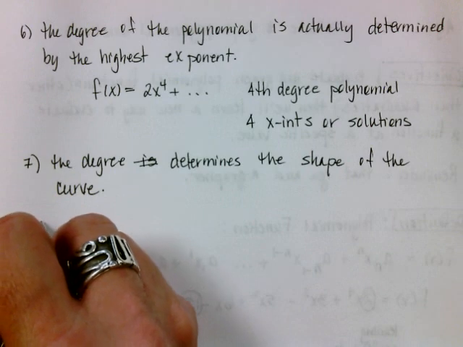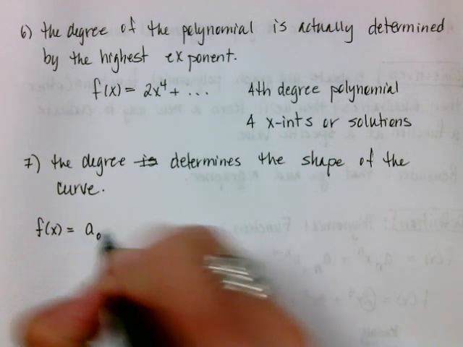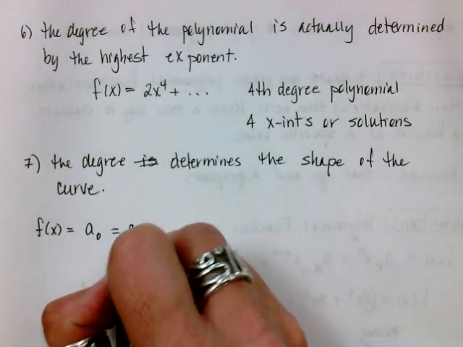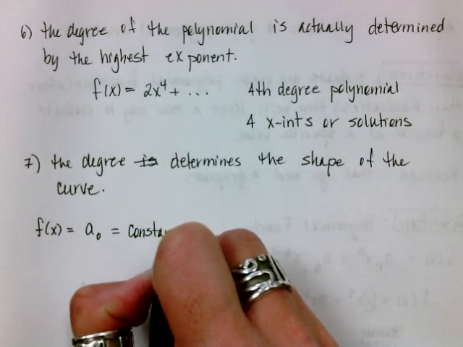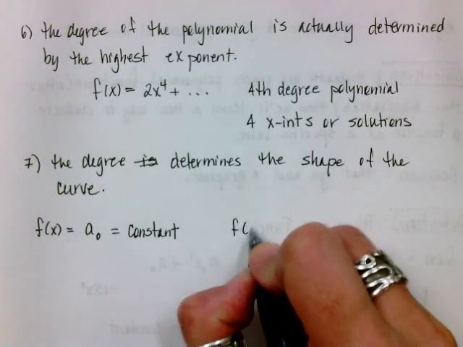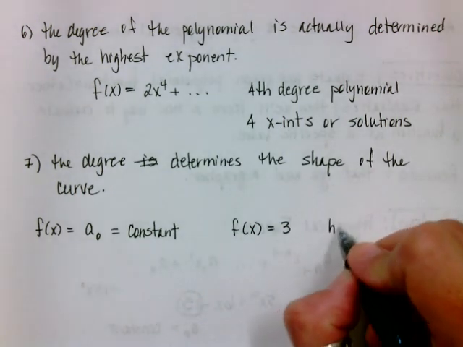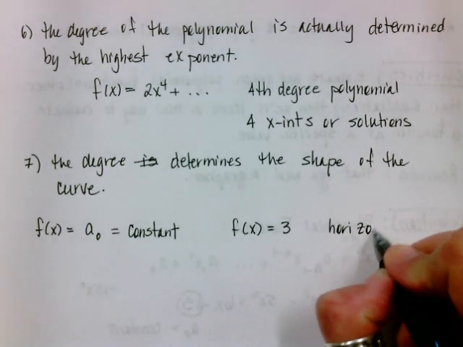Let's say I have f of x is equal to a sub 0, which means it's equal to a constant. The graph of this could be an example like maybe f of x is equal to 3, and that would be a horizontal line.